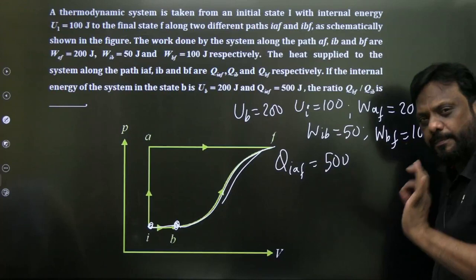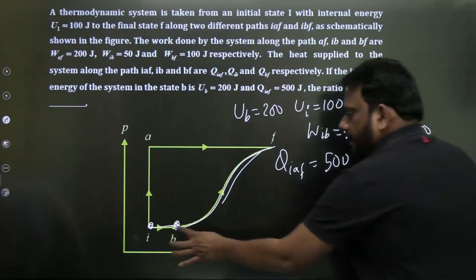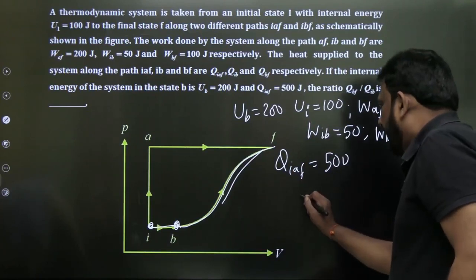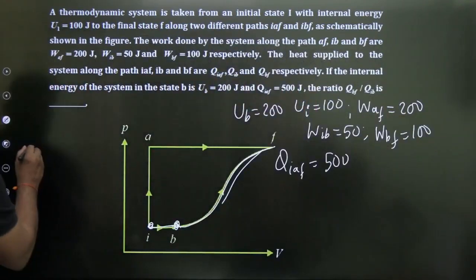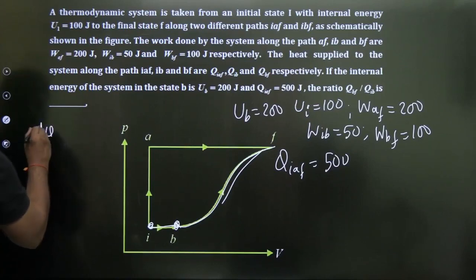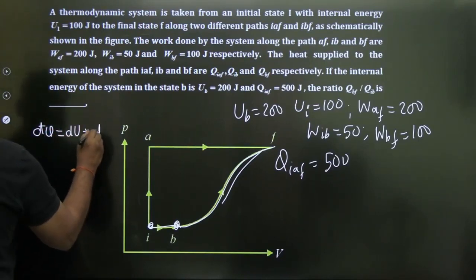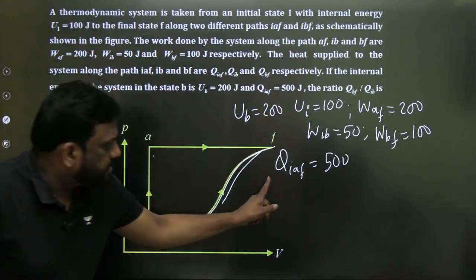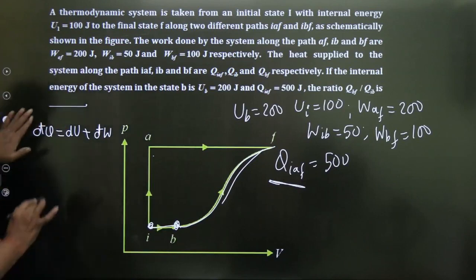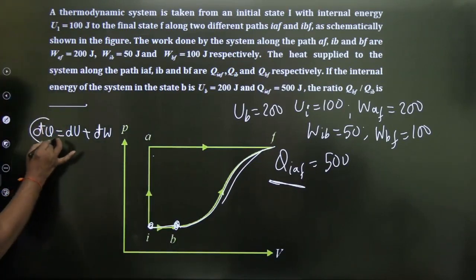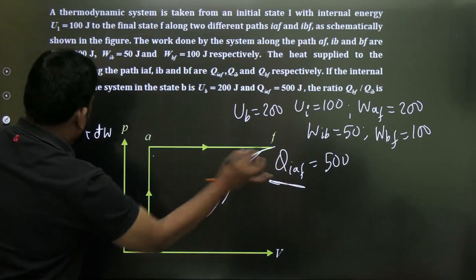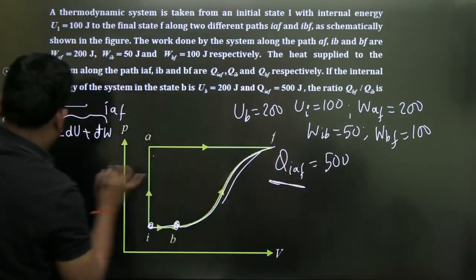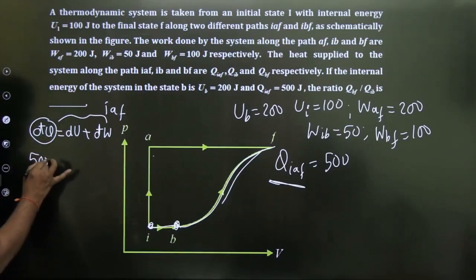QIAF is given. So let me apply the first law of thermodynamics for IAF. Dear students, d'Q is equal to dU plus d'W. Why am I applying it for IAF? Because the complete heat transfer for IAF is known. The heat transfer for IAF is given as 500, and that is equal to dU plus work.